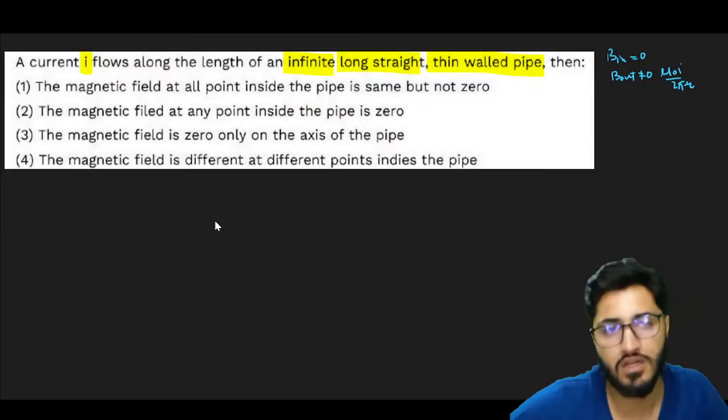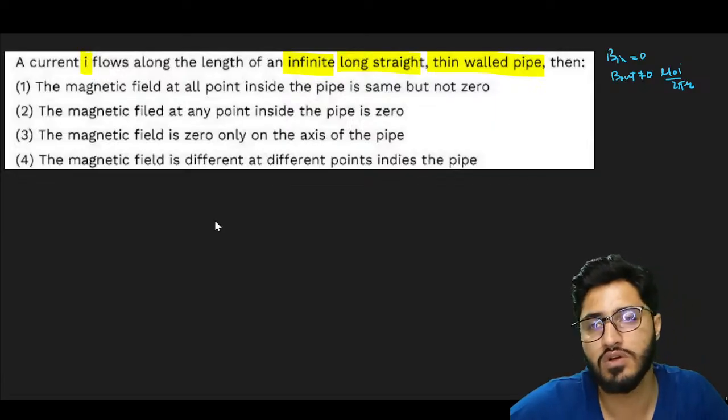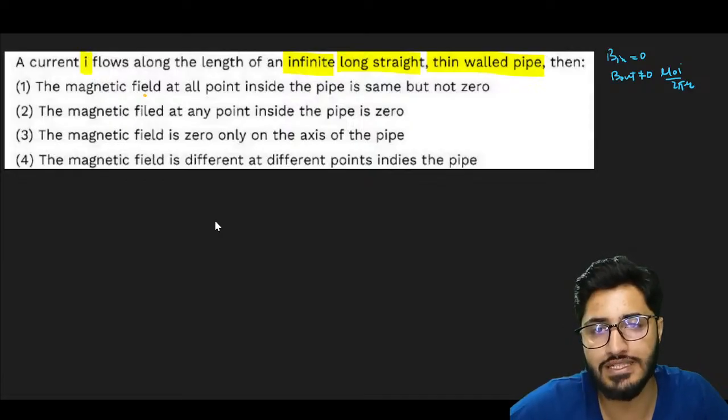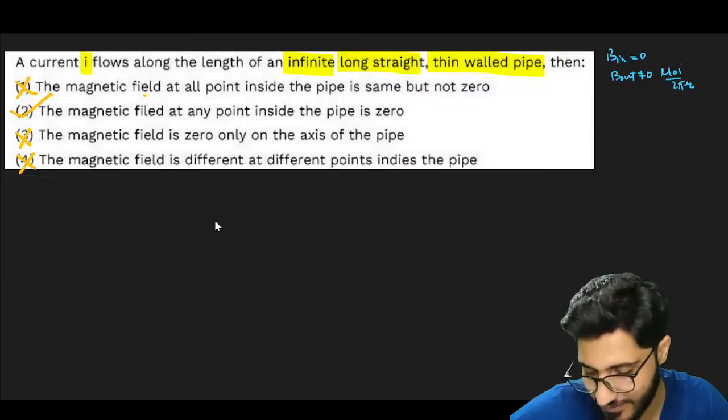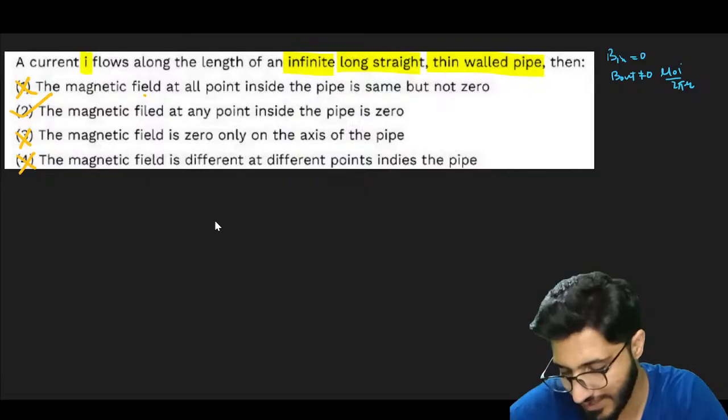Done. Now I need to check the options. The magnetic field at all points inside the pipe is same but not 0. Incorrect. The magnetic field is different at different points. No, it is the same, 0. The magnetic field is 0 only on the axial position. No. The magnetic field at the points inside the pipe is 0. Yes, option number 2 is correct. Done, beta.